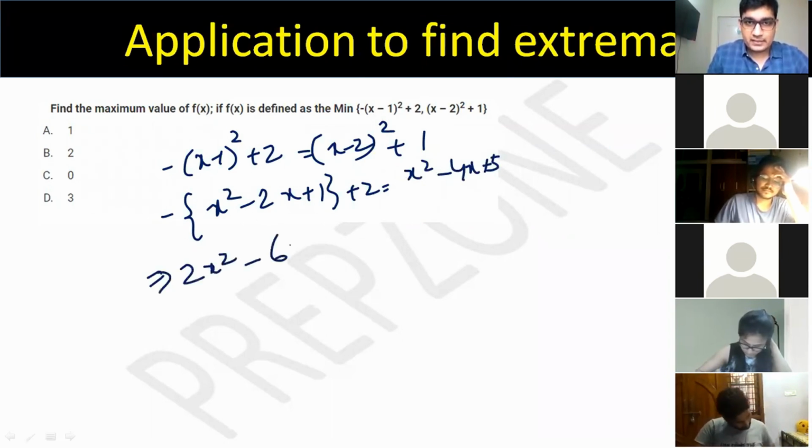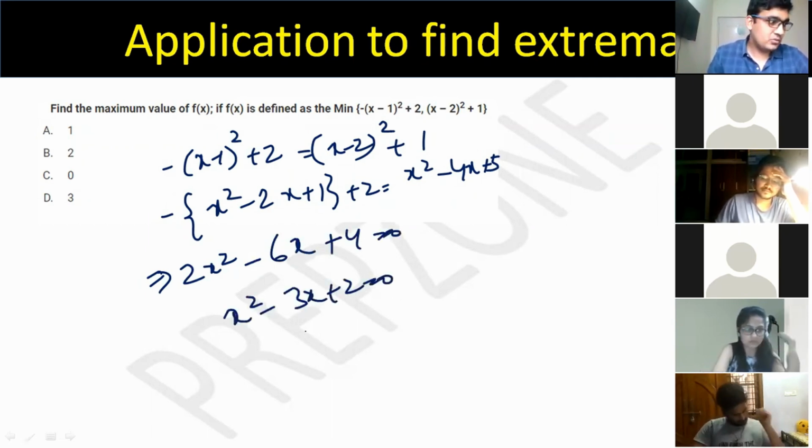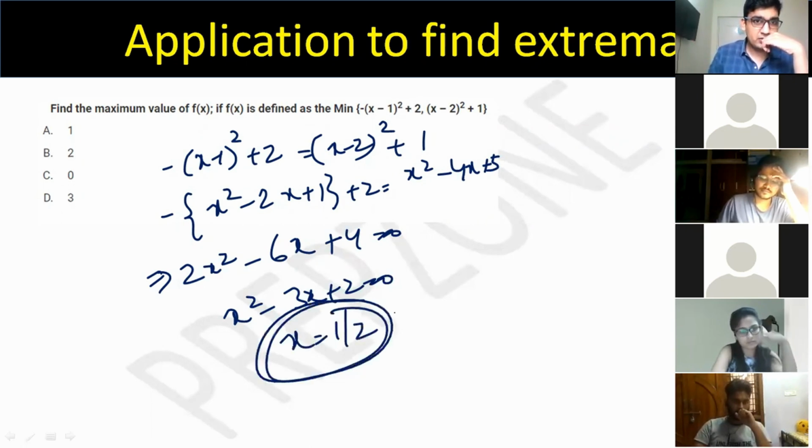2x, it is minus 6x. It is minus 1 plus 2, it is plus 1, plus 4. So x square minus 3x plus 2 is equal to 0. Right? So x is 1 or 2. These are the two values. Find the maximum value of f(x), if f(x) is defined as min of this. So you have to check for both the values.